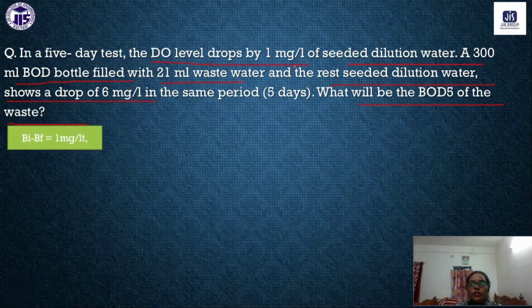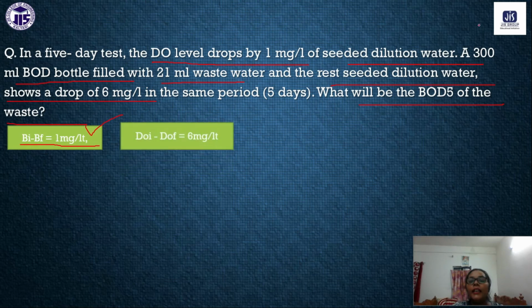Okay, so that means the dissolved oxygen level drops by 1 milligram per liter for the seeded diluted water. That is the dissolved oxygen level drop for bottle 2, where we have taken only the water. So Bi minus Bf equals 1 milligram per liter, because if we do the initial minus final, that is how we know the drop of dissolved oxygen level.